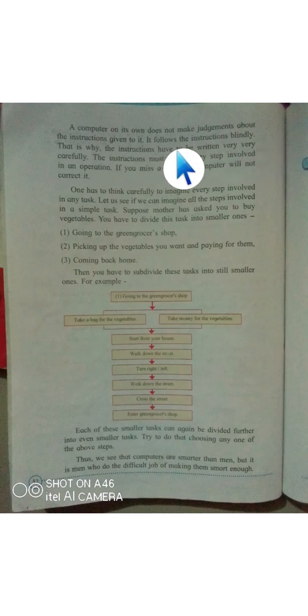Okay, they are non-living things. That is the thing. So it can't make a judgment on any kind of instruction, that this instruction is wrong, or we can say it is not moral. They can't judge it. It follows the instructions blindly. That is why the instructions have to be written very, very carefully.